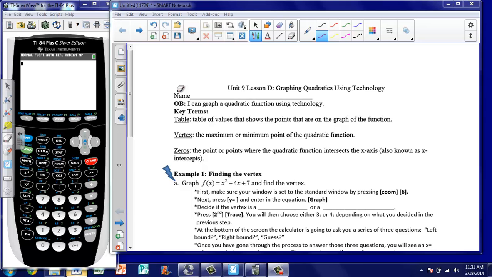Good evening, students. Today we're going to take a look at Unit 9, Lesson D, Graphing Quadratics Using Technology. The objective of the lesson: I can graph a quadratic function using technology. And then there are some key terms that are listed.